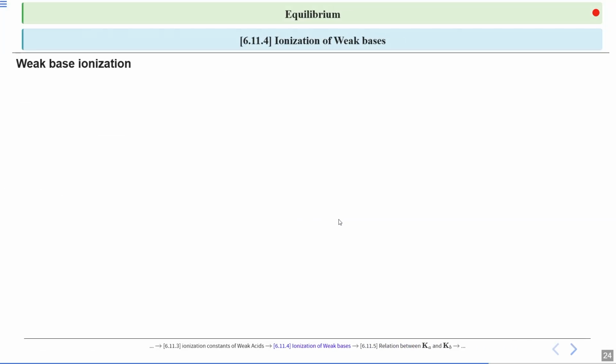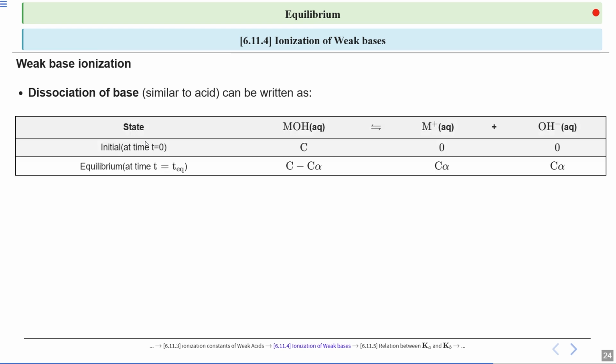Next, we can similarly define the base ionization formulas for Ka and pH. So if we consider the table for the dissociation of a base, then it will be simply C as the initial, then C minus C alpha at equilibrium, then C alpha for the M plus concentration, and similarly C alpha for the OH minus concentration.